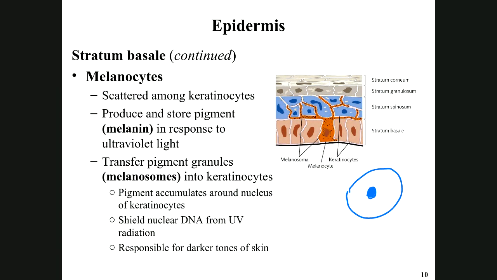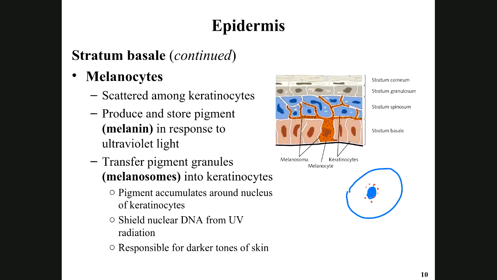So they are located here around the nucleus, and they can make a shield around the nucleus, so they can protect the DNA of the cell against UV radiation. And they are responsible for the darker tone of our skin. So they are located around the nucleus and they can protect the nucleus of the cells.